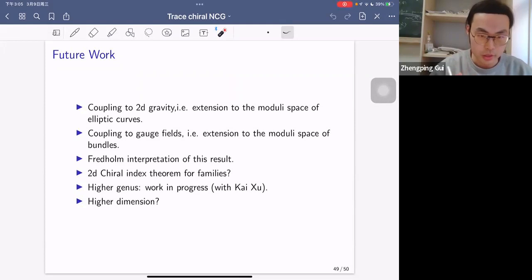Another interesting question is to find the Fredholm interpretation of this result, because Nest and Tsygan used the algebraic index theorem to prove the original analytic index theorem of Atiyah and Singer. Another question is whether there is a kind of chiral algebra index theorem for families. Here families means families of the target, the cotangent bundle of a complex manifold. And there are also two directions, for higher genus and higher dimension. This higher dimension is on X, so we may replace it by higher dimensional varieties, etc.